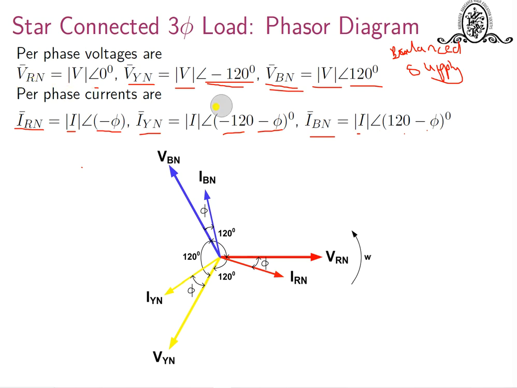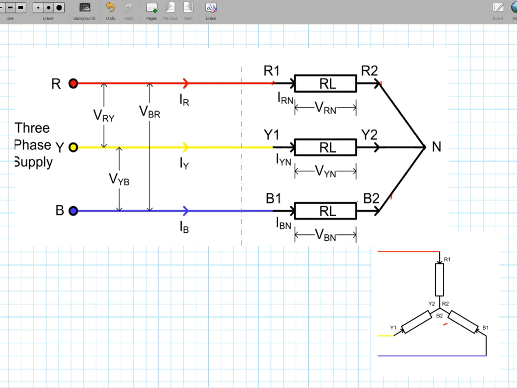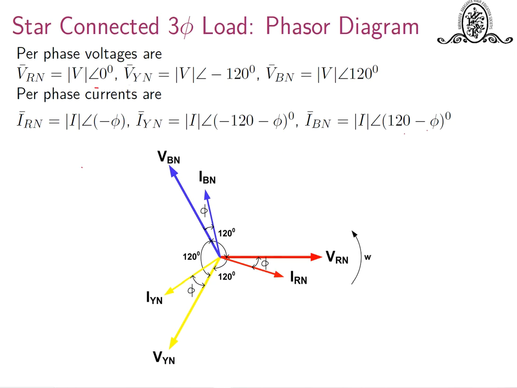First we will concentrate on the VRN phasor. Let us draw the VRN phasor. To draw this phasor diagram, we will move towards one board and we will see the phasor diagram. Before seeing the phasor diagram, let me copy these equations from here, so that it will be easy for understanding.